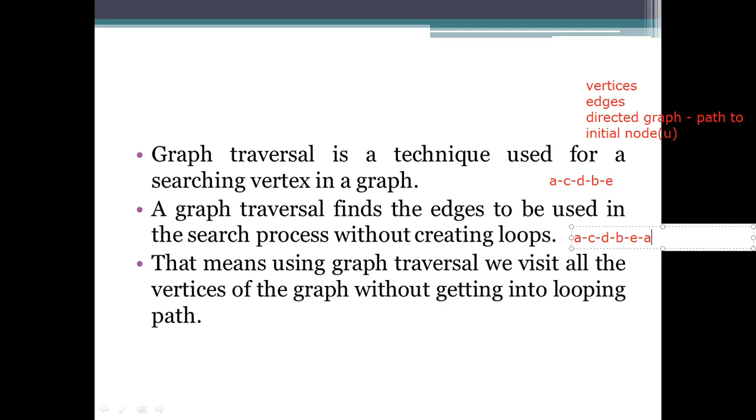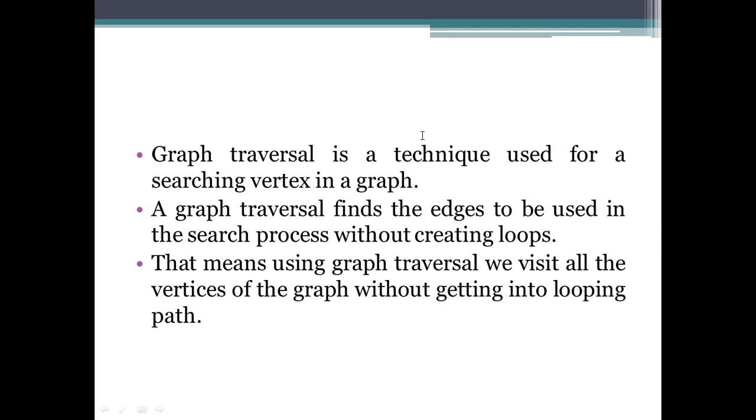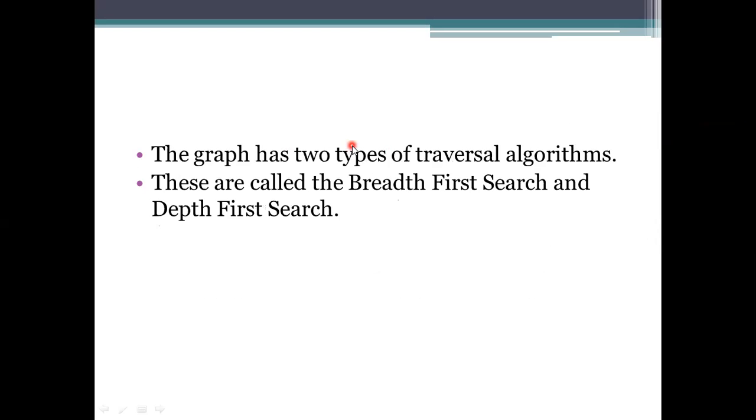We need to traverse all the nodes, all the vertices here, but we should not make it a loop path. That means no vertex will be visited twice. If it is already visited, we should not access or process it again. In graph traversing, we have two methods: the first one is breadth first search and the next one is depth first search.